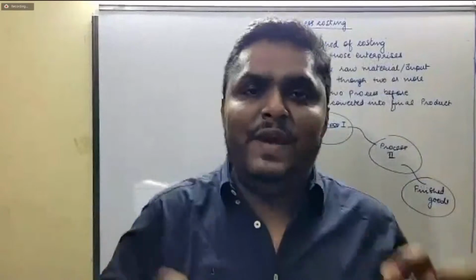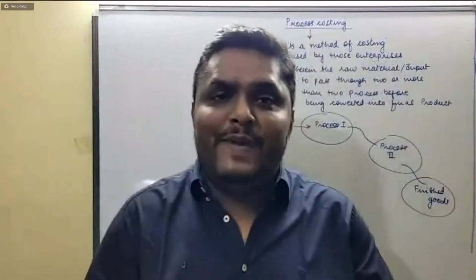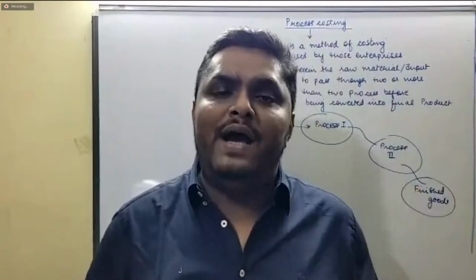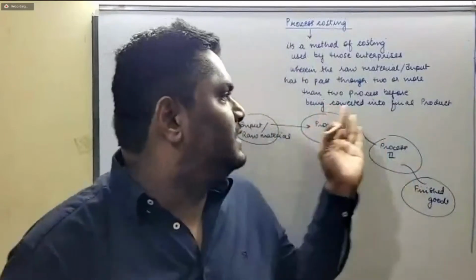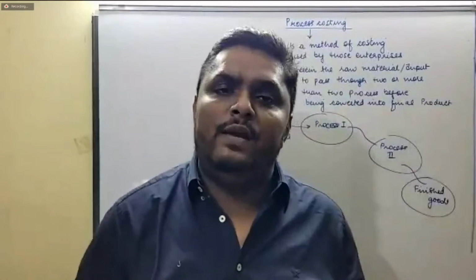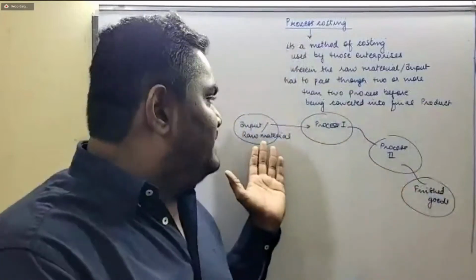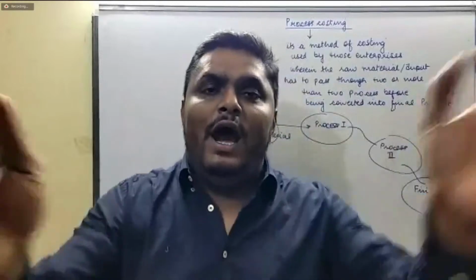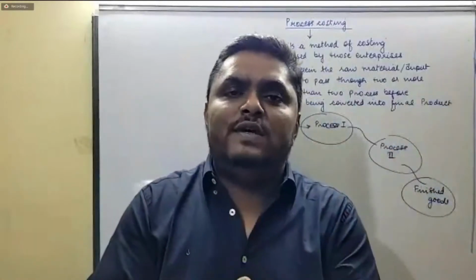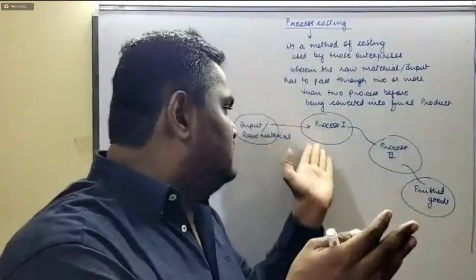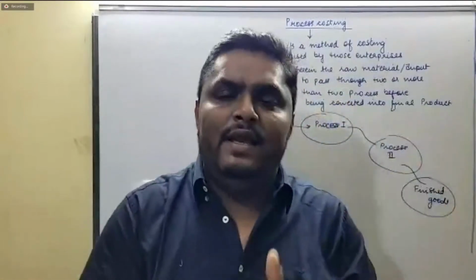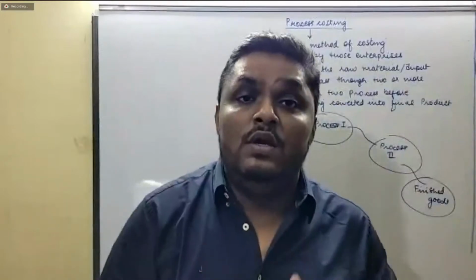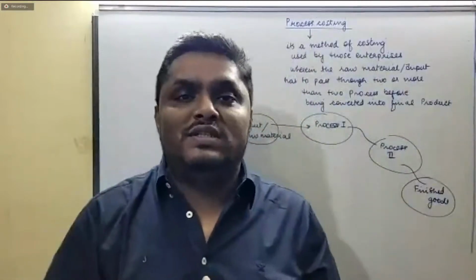So guys, this method of costing is used by those companies wherein the raw material or input has to pass through two or more than two processes before being converted into final product. So here in this example, my input or raw material is transferred to process first. After completion of process first, the output of process first is transferred to process second. And once process second is over, it is transferred to finished goods. So this is what process costing is.